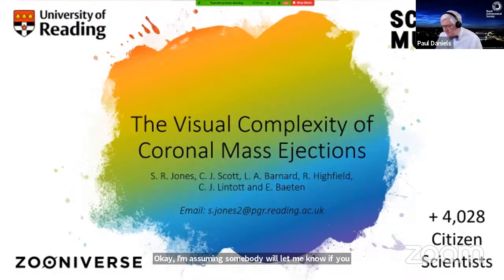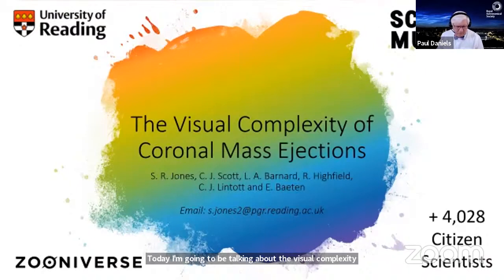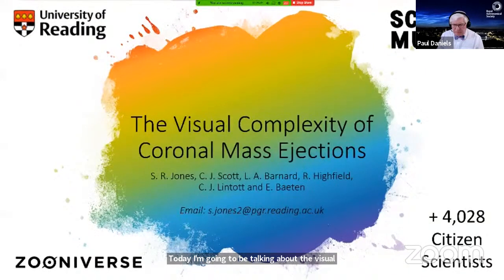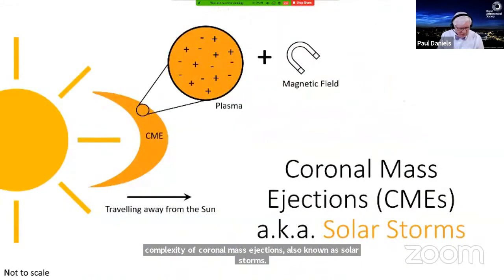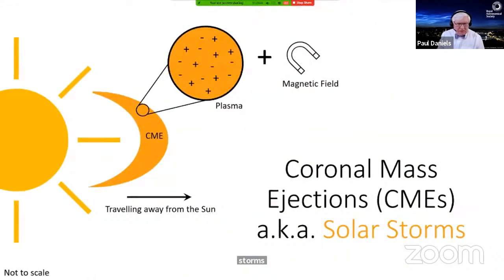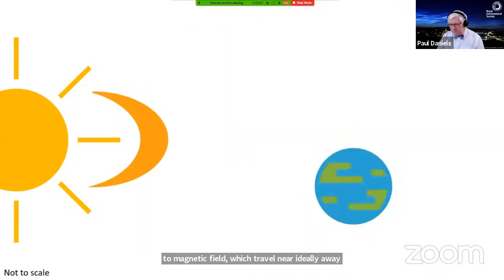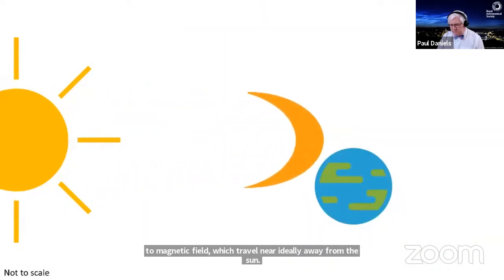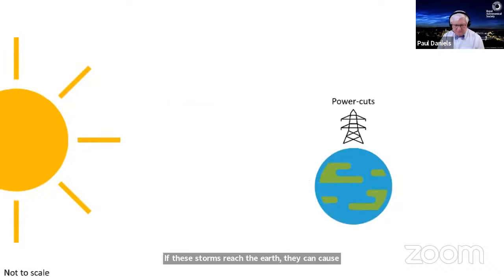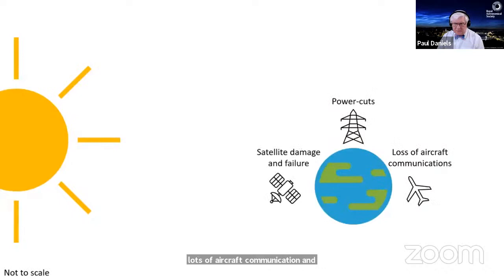Hi, my name is Shannon Jones and I'm a PhD student at the University of Reading. Today I'm going to be talking about the visual complexity of coronal mass ejections, also known as solar storms. Coronal mass ejections are huge eruptions of plasma and magnetic field which travel near radially away from the Sun. If these storms reach the Earth, they can cause devastating impacts such as long-term power cuts, loss of aircraft communication, and satellite damage and failure.